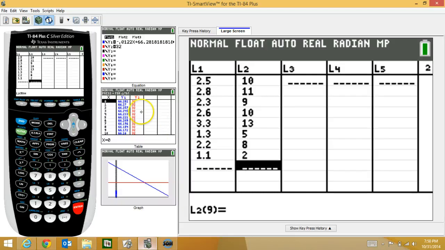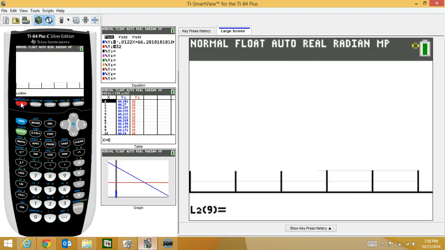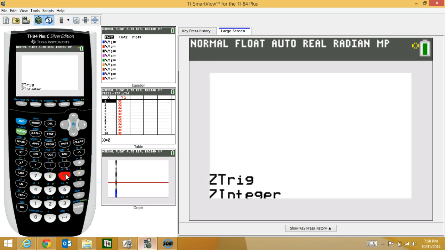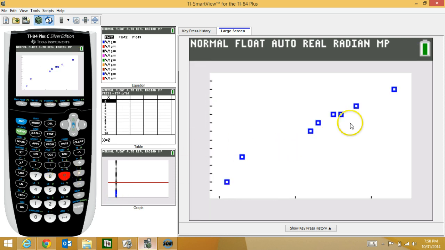So first thing we're going to do is go back to the y equals screen and delete the equations that we had in there. And again, to get the window to fit around the data we have, we're going to hit zoom 9. And there's the data. Now in this case, the data is going to fit around the line pretty closely. So that's pretty good.